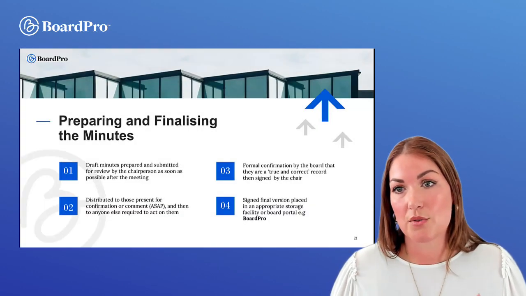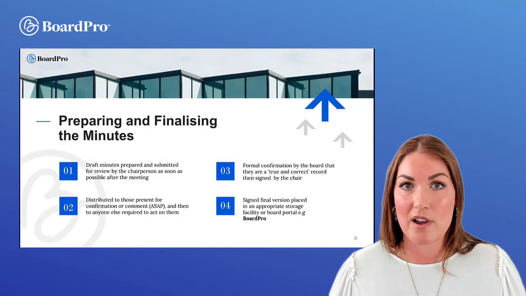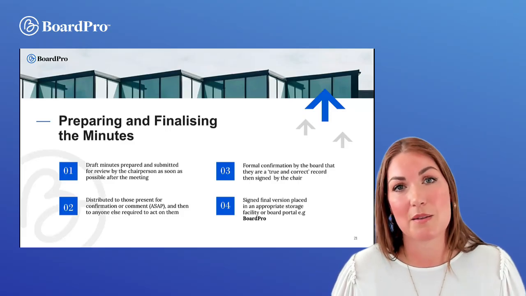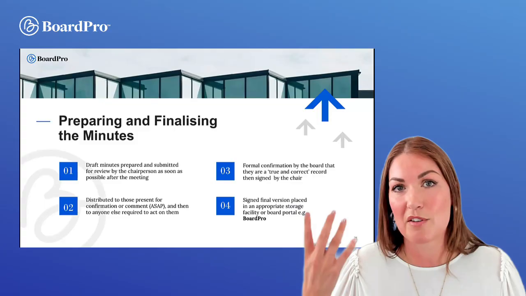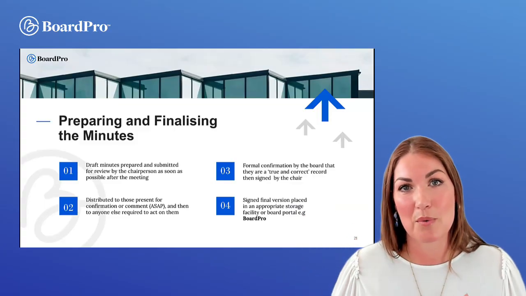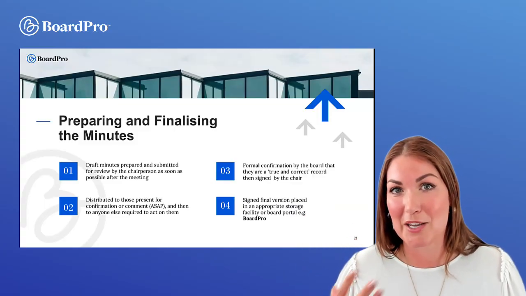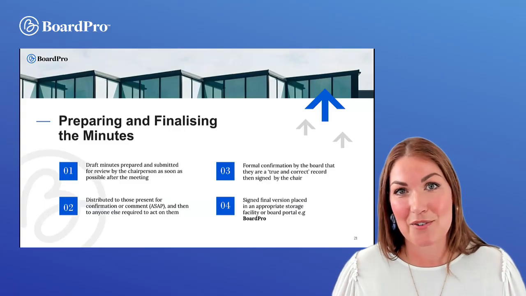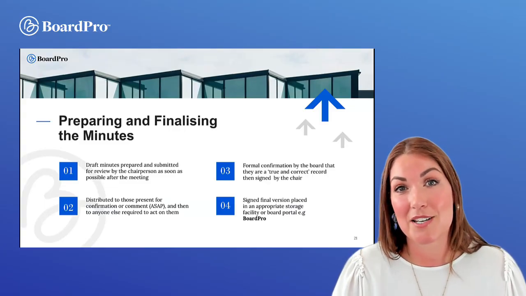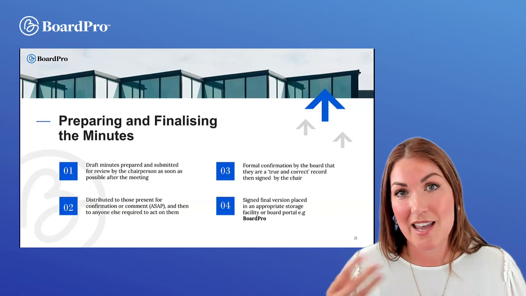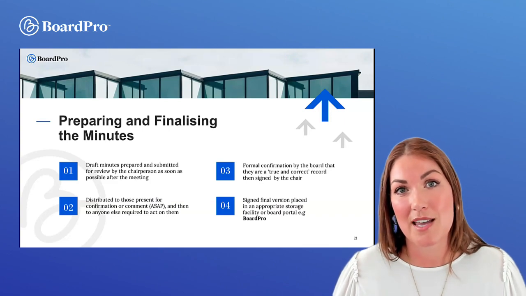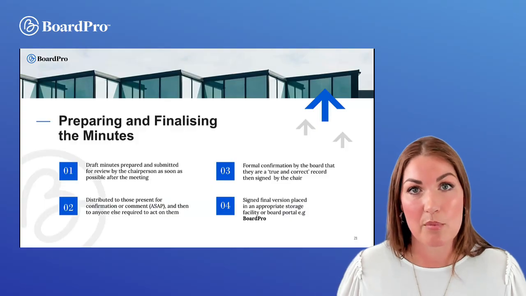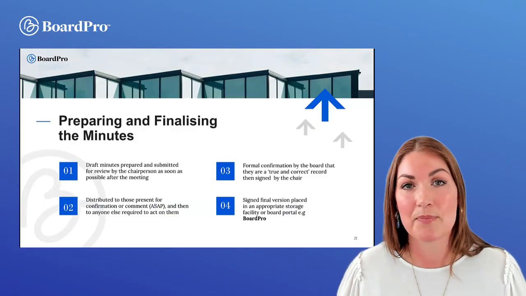So we've touched on this already. Once the minutes are drafted, they should be sent to the chair for review as soon as possible after the meeting, because it needs to still be fresh in the chair's mind as to what was discussed, so that they can make sure that they're accurately reviewing those minutes. Once the chair has done that final review, it should then be distributed out to the rest of the board members, so that they have an opportunity to read and review them themselves and send through any questions or clarity points or changes that they want made.